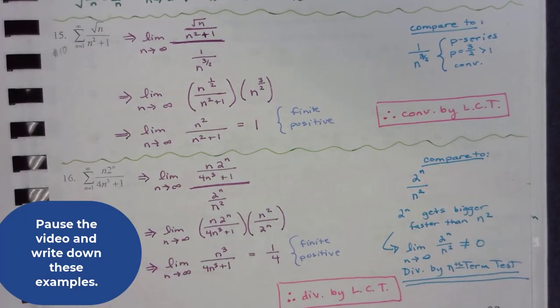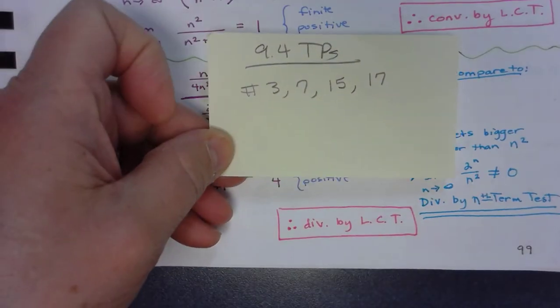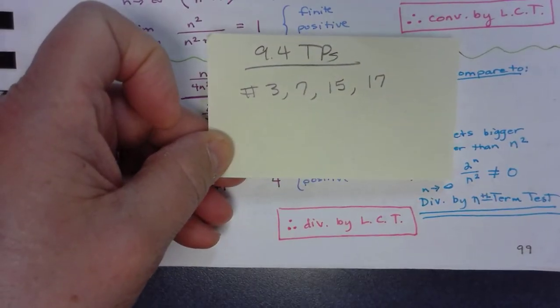Pause the video and write down these examples. Your TPs are 3, 7, 15, and 17.